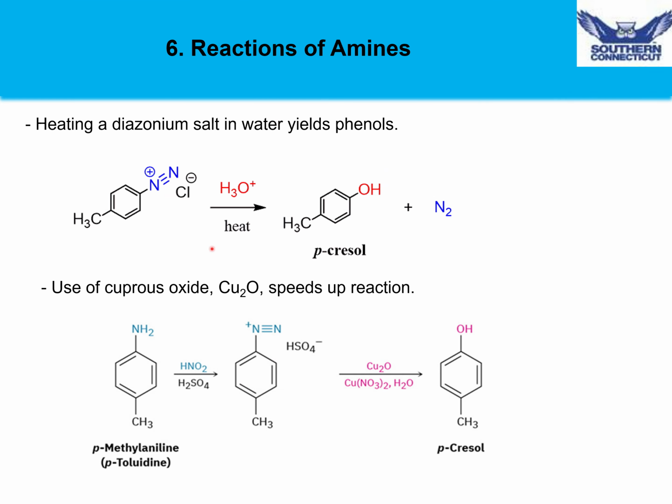Diazonium salts can be converted into phenols by heating water with the diazonium salt, as shown by this example. Alternatively, if we use copper oxide or cuprous oxide mixed in with copper nitrate, we can do the same reaction at a lower temperature.